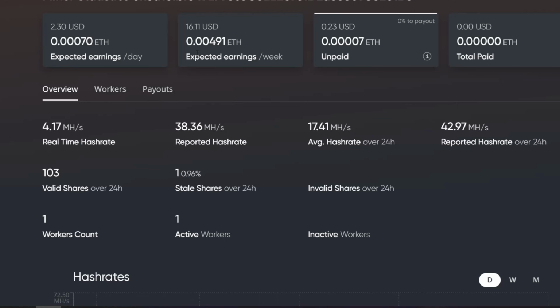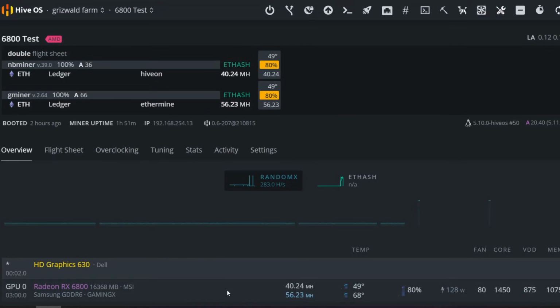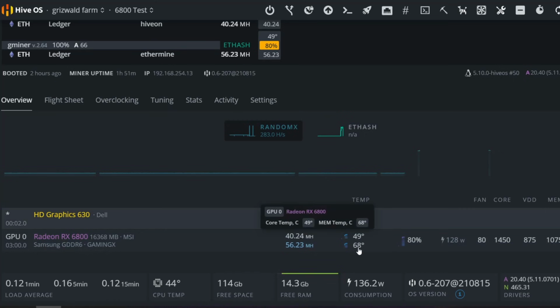So again, the issue is that my graphics card is actually performing extra work. It's getting hotter. If we go back over to HiveOS, it's running at 68 degrees on the memory temperature and 49 degrees on the core. That's a little hotter than what I'm used to, and it's because in order to get these numbers up a little bit more, I had to turn up my core quite a bit. My core was at about 1350 before, and my voltage was 793. And you can see now my voltage is up at 875 and my memory clock is 1075. So I've actually lost a little bit. And the issue with this is we are paid by the shares.